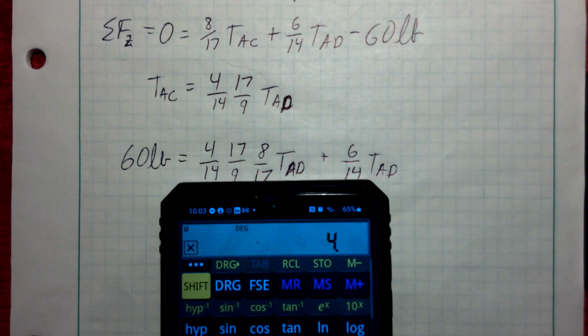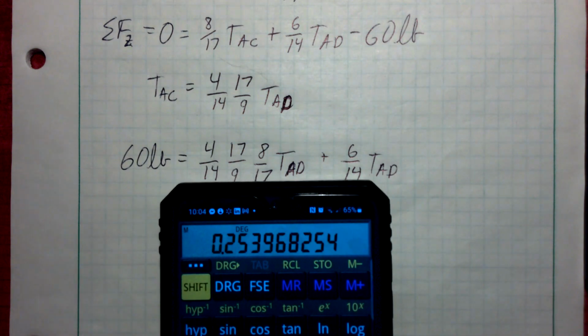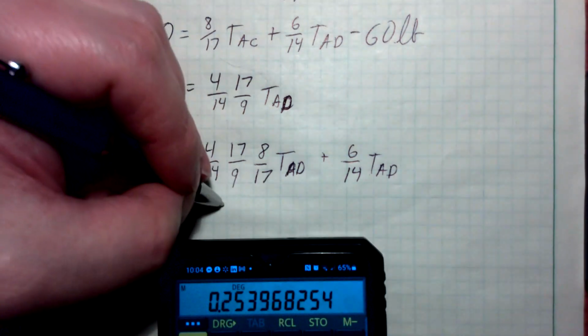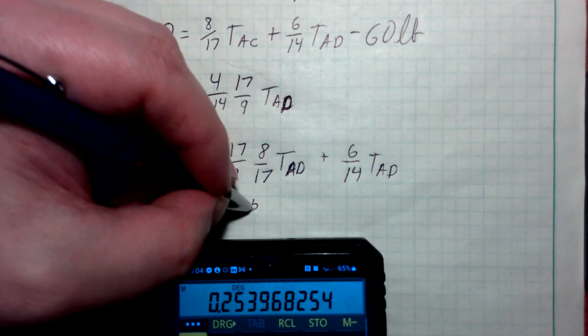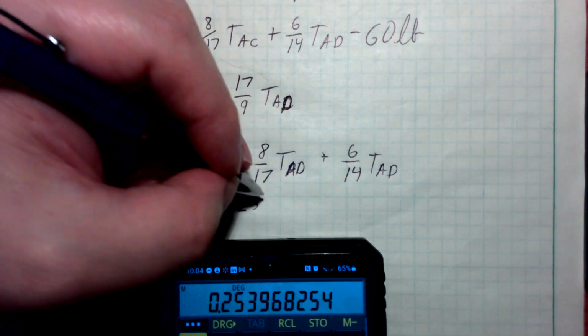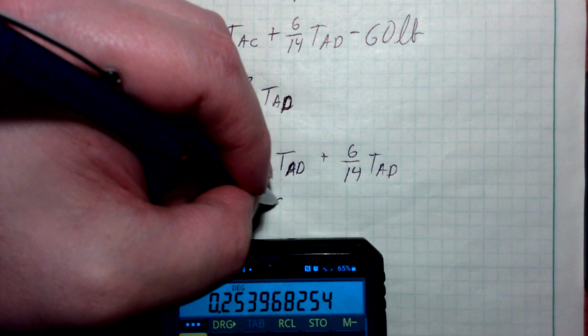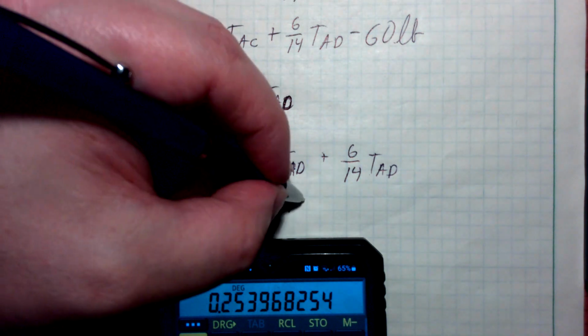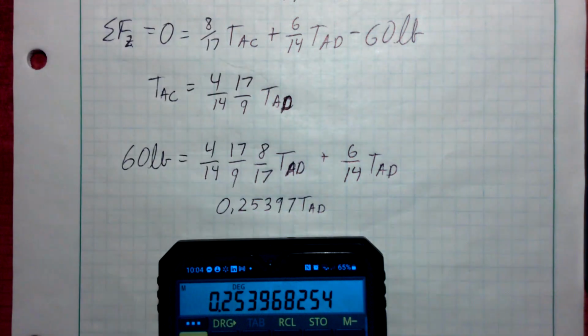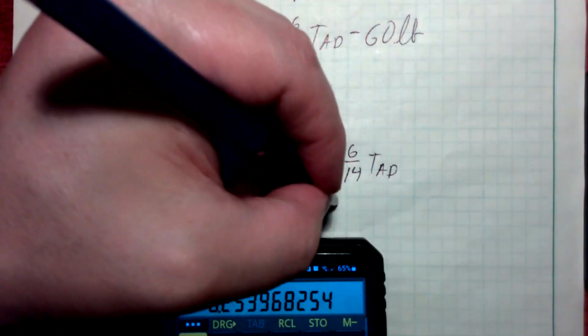4 times, well, I don't have to do the 17s because they're going to cancel. 4 times 8 divided by 14 and divided by 9. So this one is 0.253. I'm going to carry too many digits right now because we're going to round them off later. It's okay if you carry too many digits now.